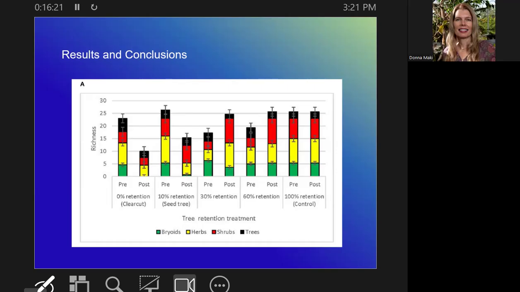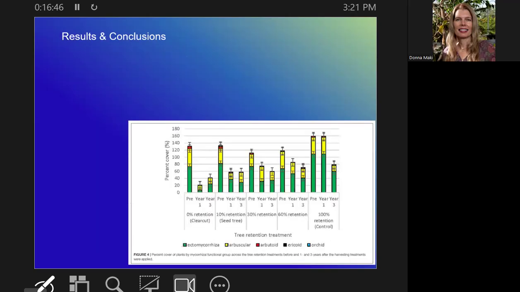So this data was very nice to show that you can get some nice richness of these species with a more conservative cut rather than the clear cut. Questions on that one? Some other data.